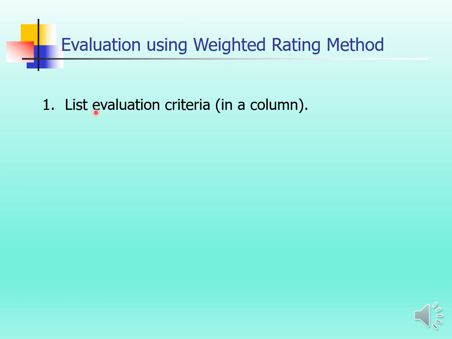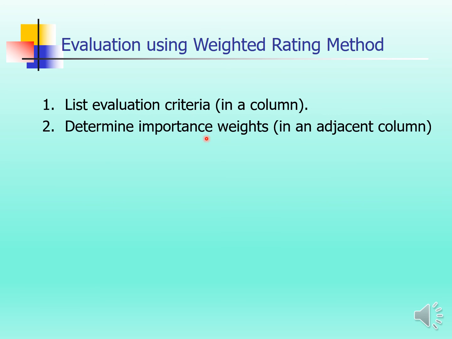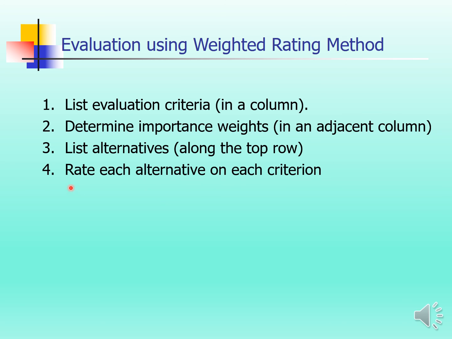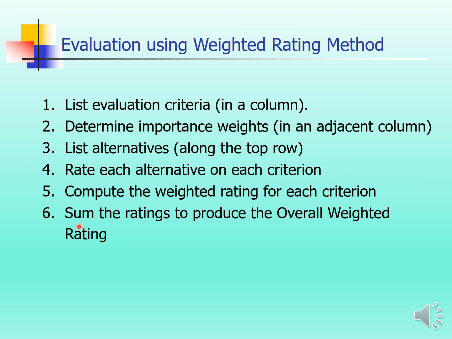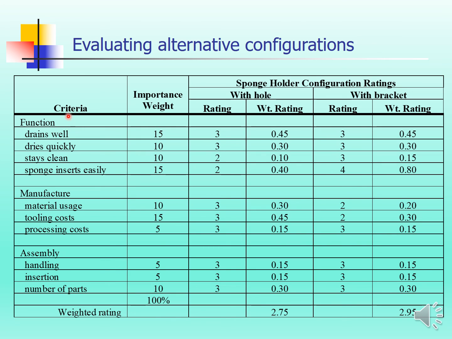First, list the evaluation criteria in the column. Determine the importance weightage. List the alternatives along the top row. Rate each alternative on each criterion. Compute the weightage, and sum the ratings to produce the overall weightage. In the example we have 6 criteria. Function: dries quickly, dries well, stays clean, sponge inserts easily. Manufacture: material usage, tool cost, process cost. Assembly: handling, insertion, part. This is the criteria.